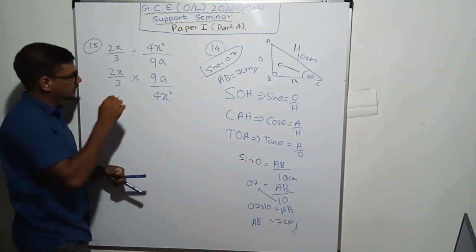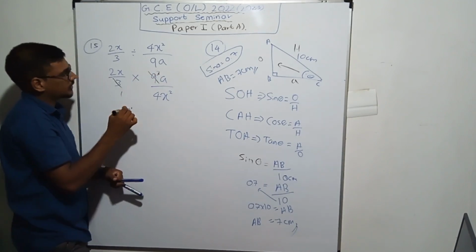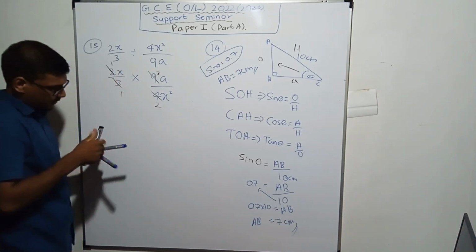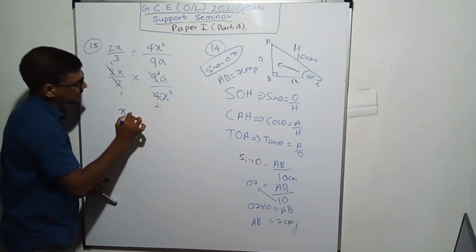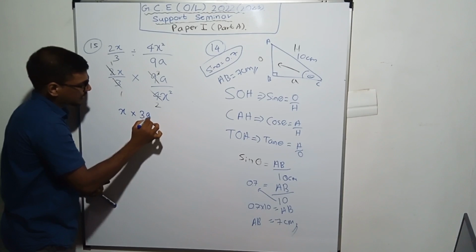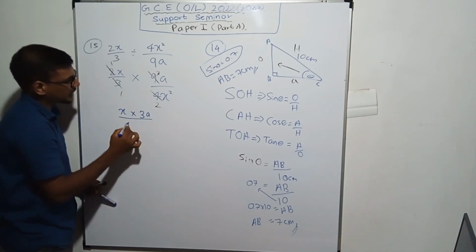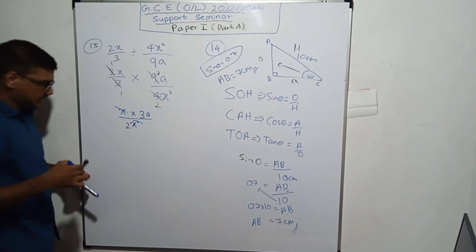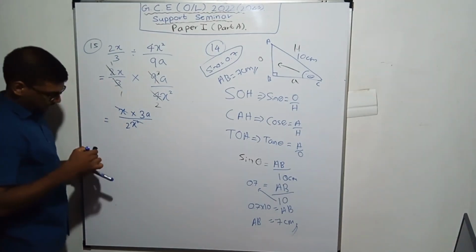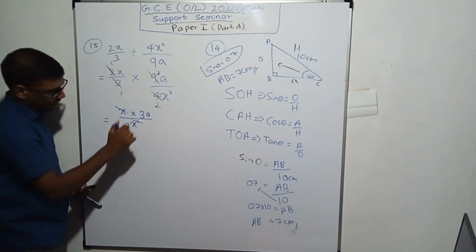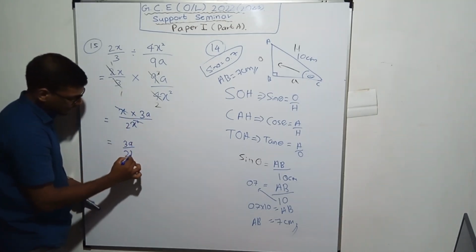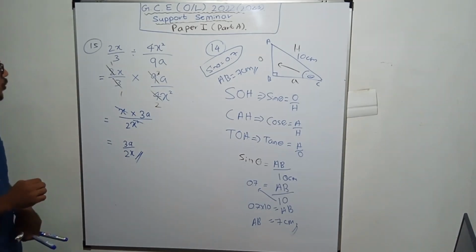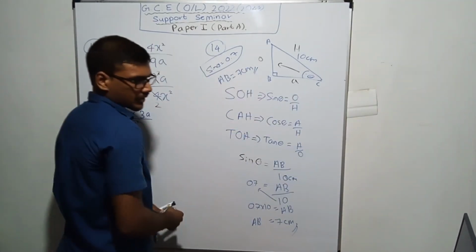Just have to cancel. 3 times 1, 3 times 3. 2 times 1, 2 times 2. I will write the thing first of all. Then it will be x times here 3 times a, 3a. I will write it in one denominator, 2x squared. This x squared and 1x can be cancelled. So what is remaining? On the top it is 3a divided by 2x only. Is it clear? So we have simplified this. 3a divided by 2x. Okay. We'll move to the next one.